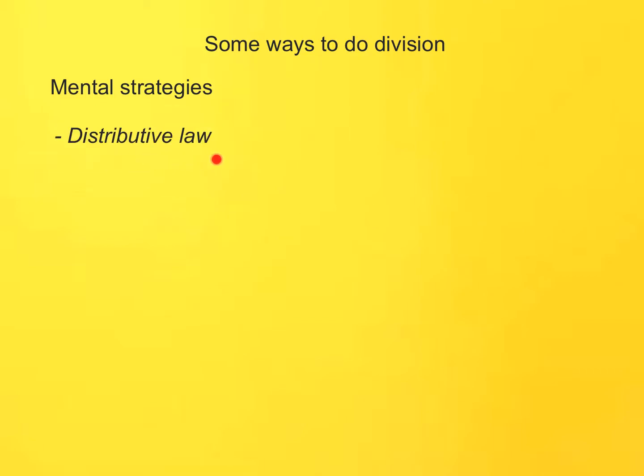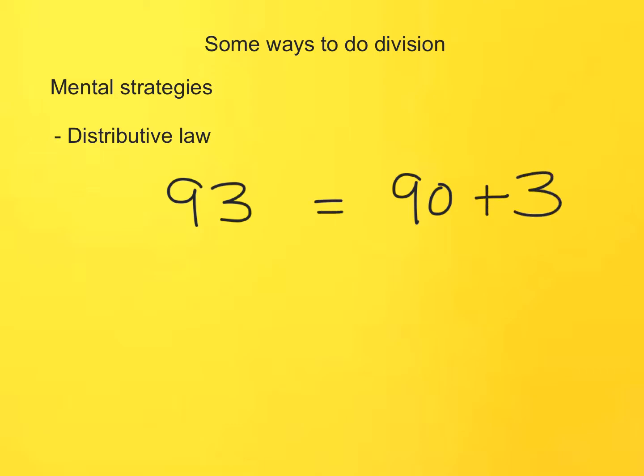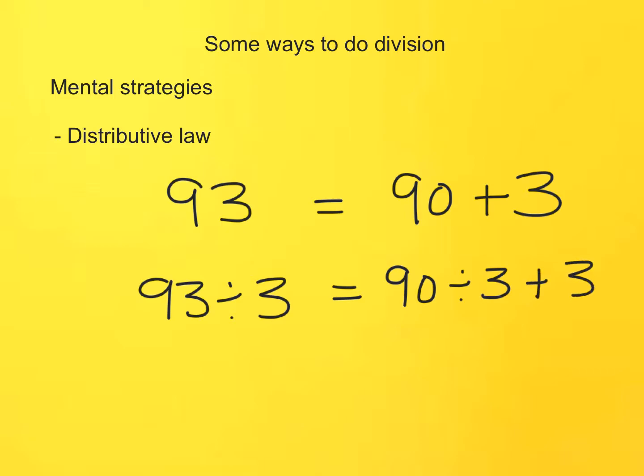Another strategy is called the distributive law. This is where we take a number, for example 93, and we can break 93 down into 90 plus 3. So if we had the question 93 divided by 3, we could say how many times can 90 be divided by 3 plus how many times can 3 be divided by 3? Well, we know that 3 goes into 90 30 times, and 3 goes into 3 once, so therefore our answer has to be 31.